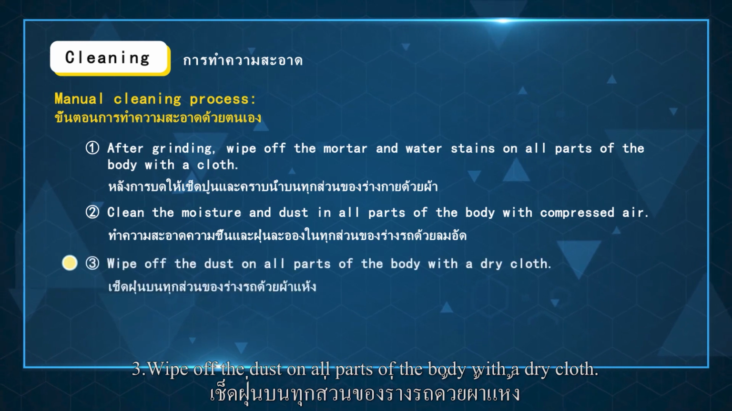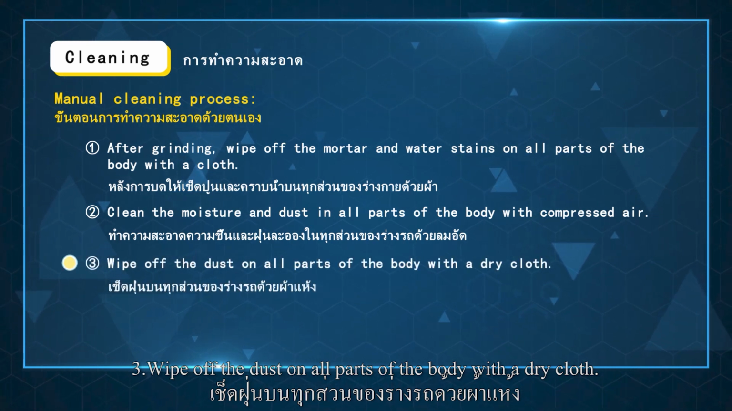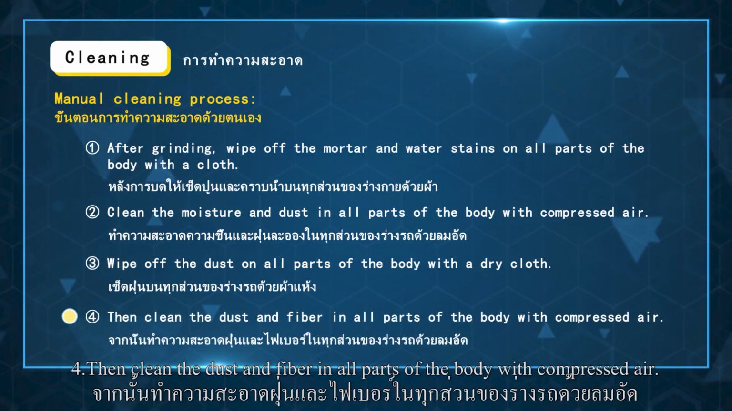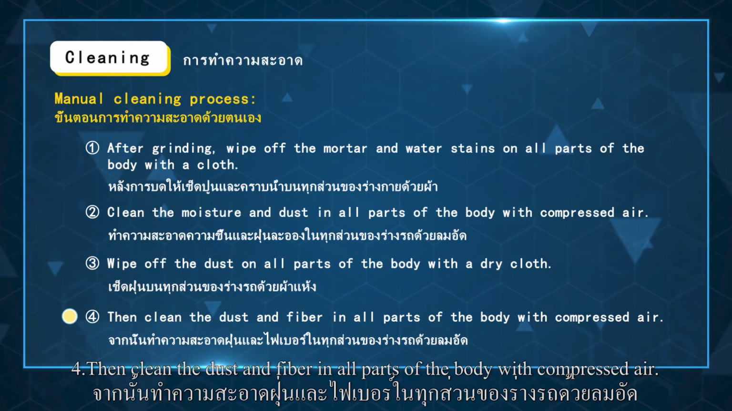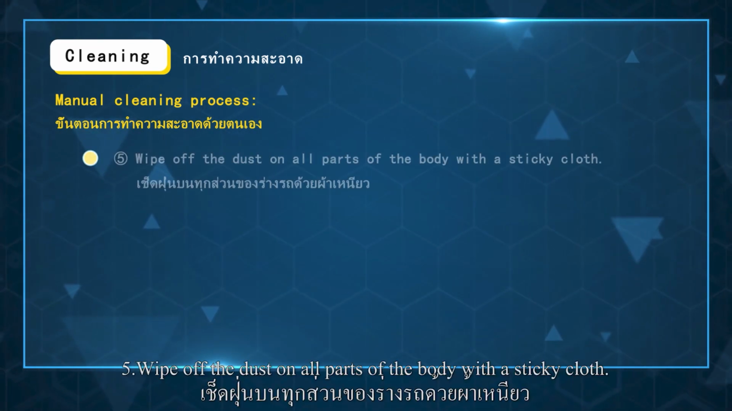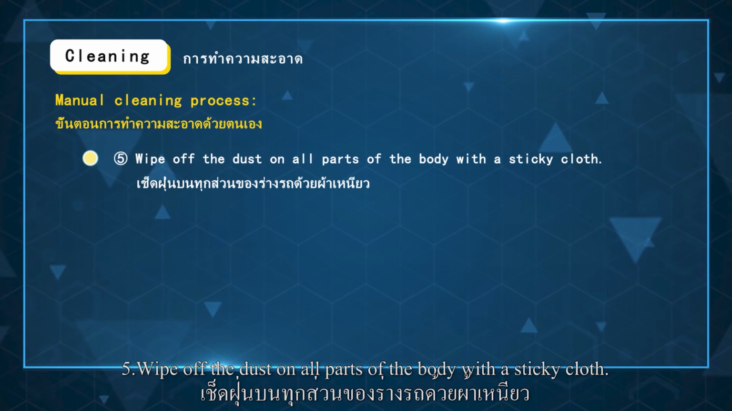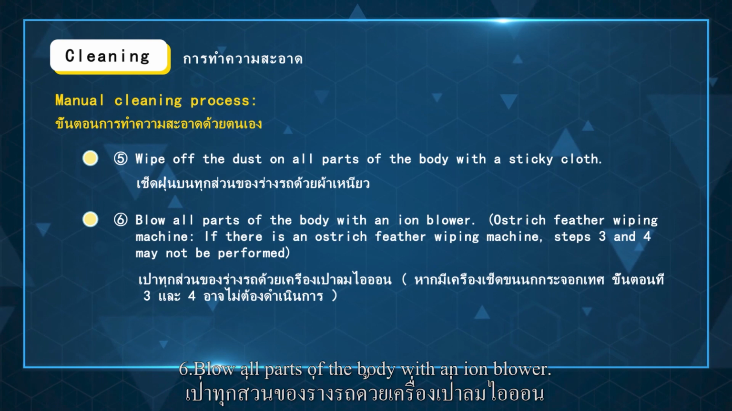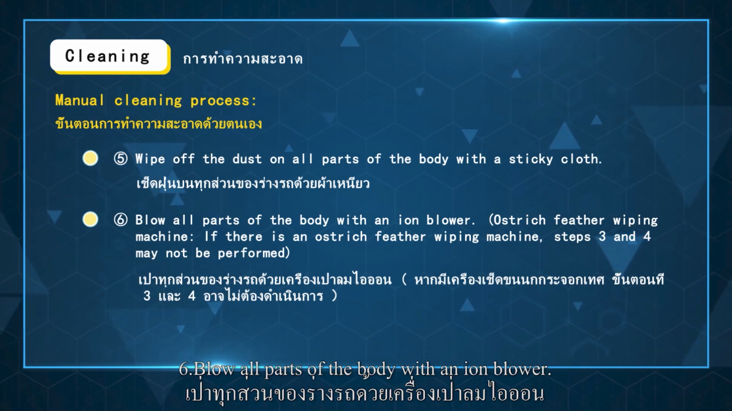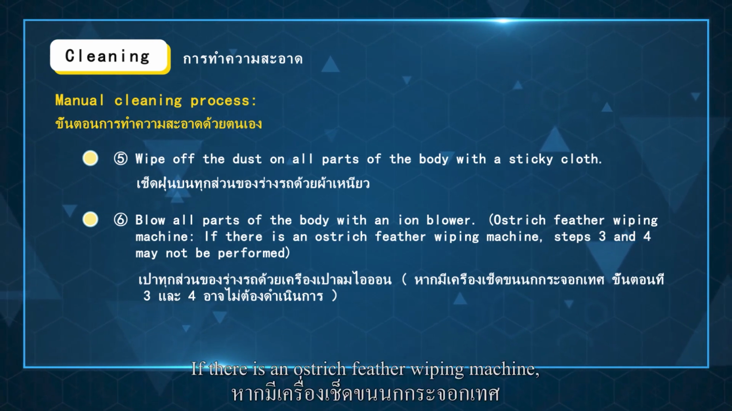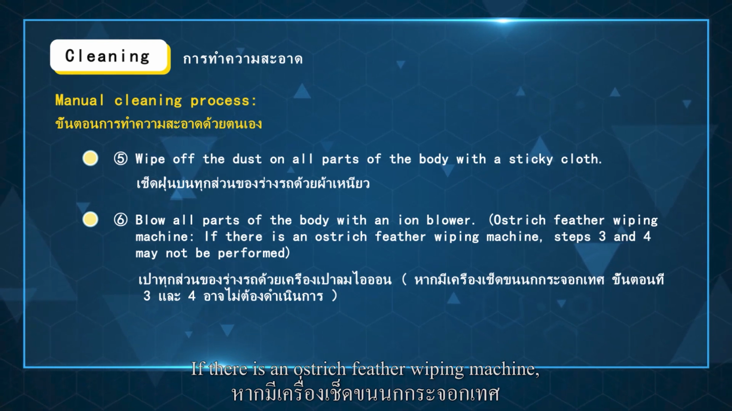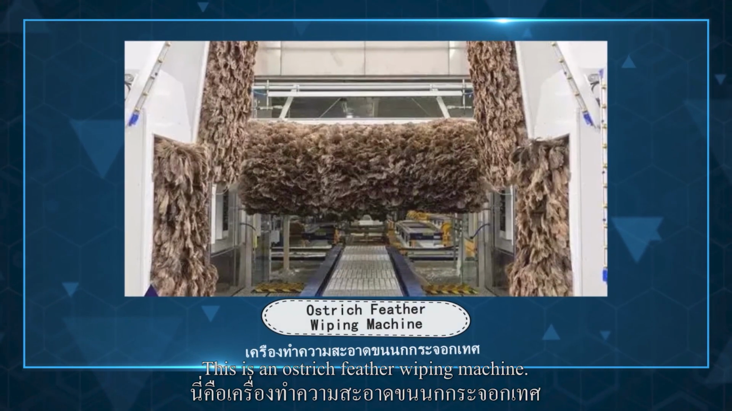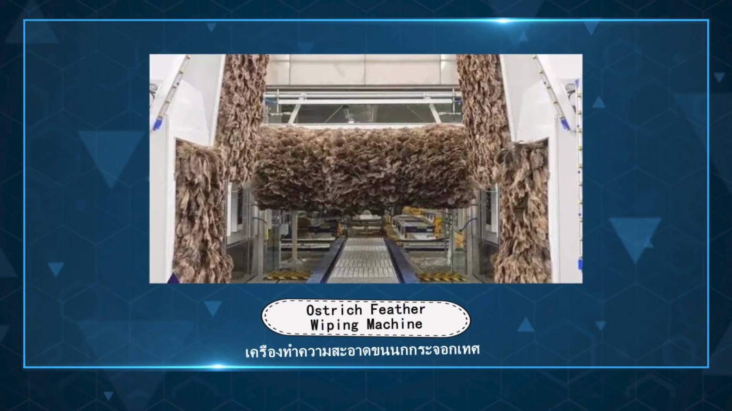3. Wipe off the dust on all parts of the body with a dry cloth. 4. Then clean the dust and fiber in all parts of the body with compressed air. 5. Wipe off the dust on all parts of the body with a sticky cloth. 6. Blow all parts of the body with an iron blower. If there is an ostrich feather wiping machine, steps 3 and 4 may not be performed. This is an ostrich feather wiping machine.